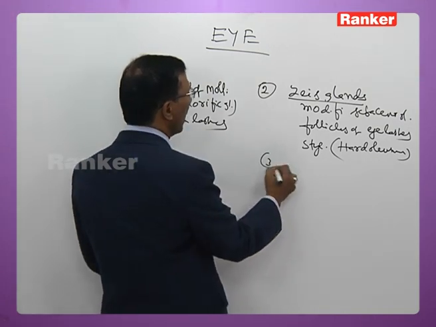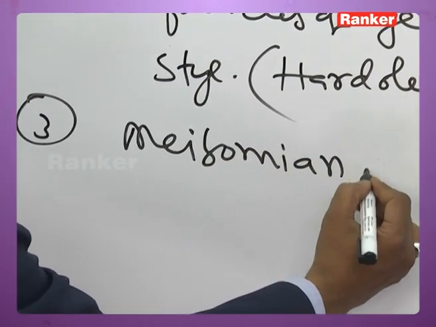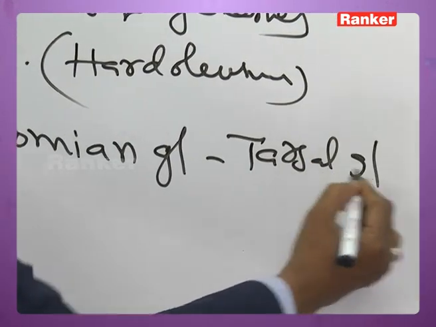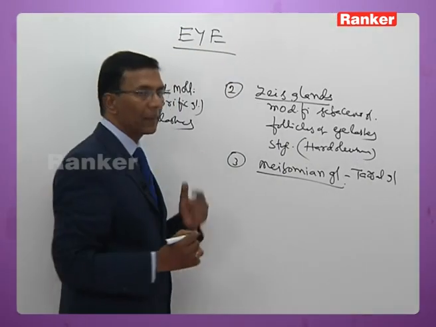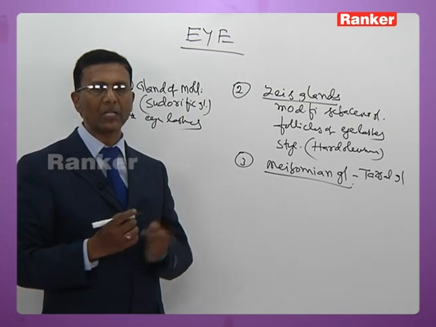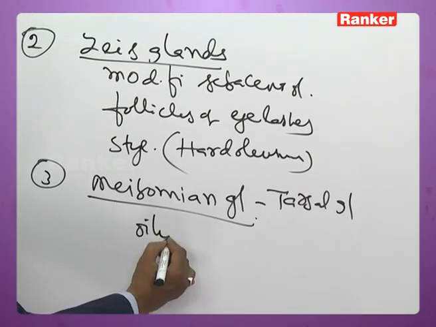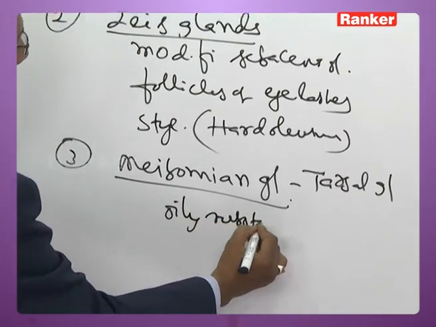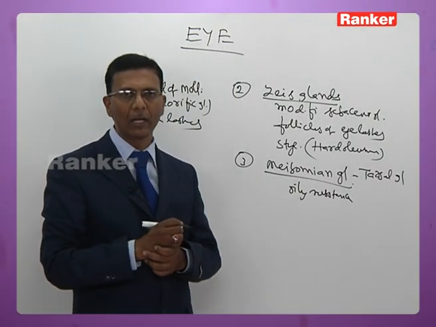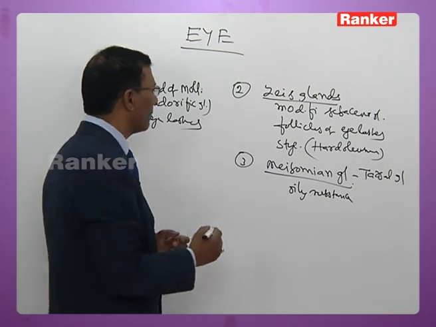The next, number 3, you have the meibomian gland. Meibomian gland is also called tarsal gland. They are present at the margin of the upper eyelid and lower eyelid. Meibomian gland secretes an oily substance that helps in spread of tears evenly over the eyeball.